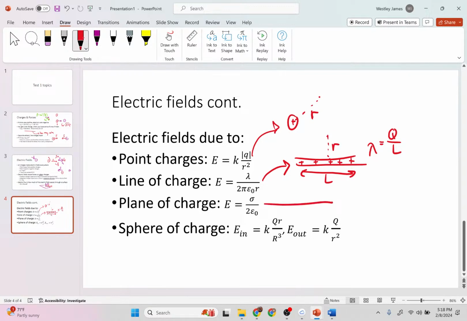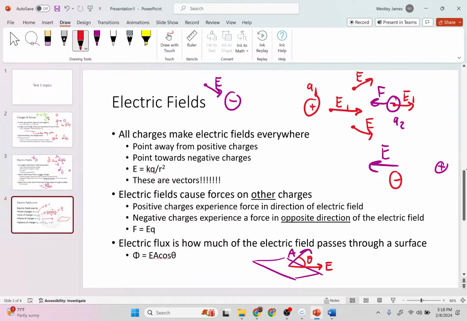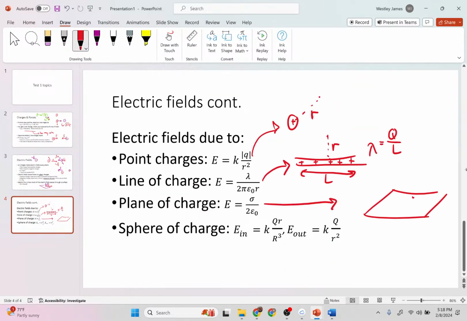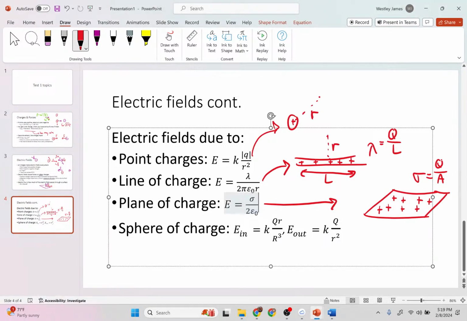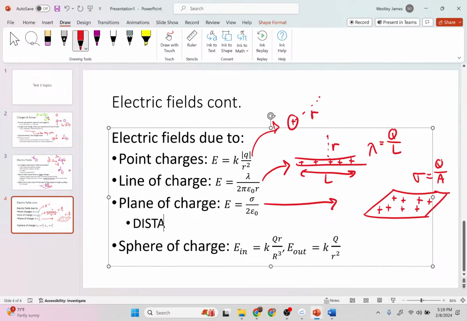The plane of charge is a plane. A flat piece of paper, or, you know, just a flat something. Piece of paper is a good way to remember it. There is no distance in this equation. Super, super, super, super important that you all remember that when it comes to a plane of charge, when it comes to a capacitor, distance doesn't matter.